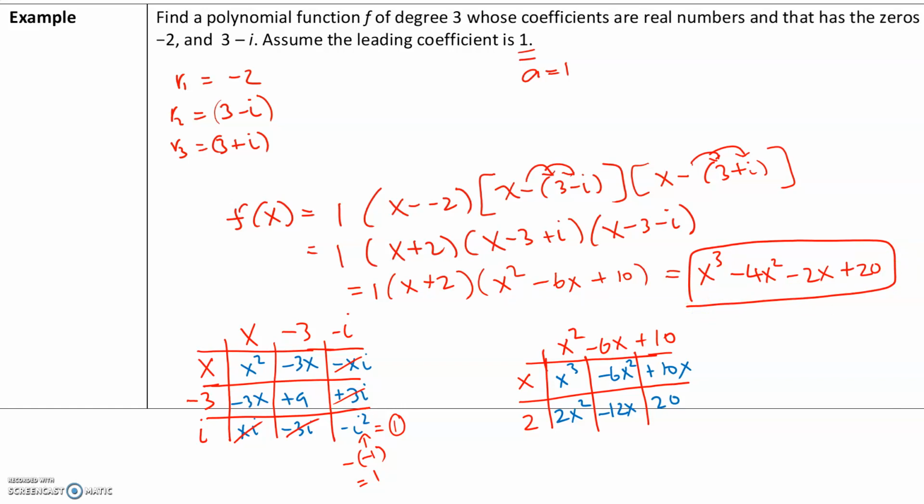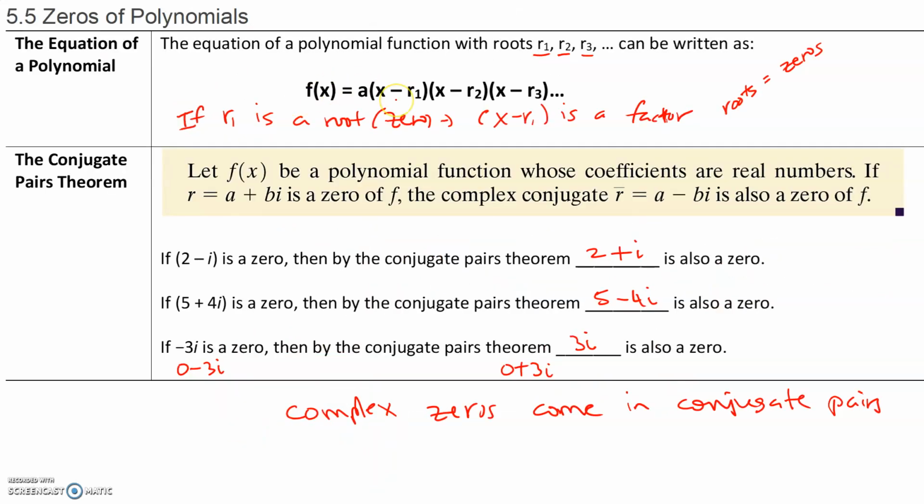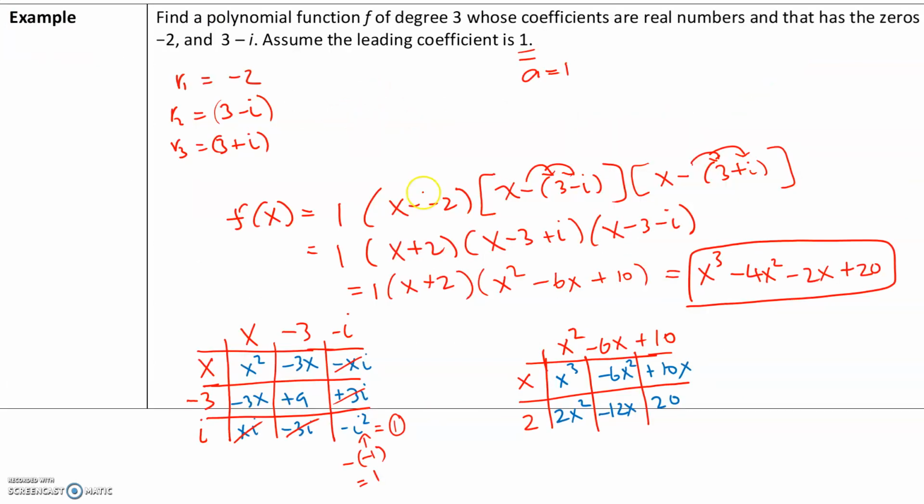So start with the zeros, list those out. We have r1 is negative 2, r2 is 3 minus i, r3 is 3 plus i. And then we're going to use this generic polynomial function, which is a times x minus r1. So x minus negative 2 gave us x plus 2. x minus 3 minus i gave you x minus 3 and plus i. Both the signs changed, and so on and so forth. And then you can use a box method to multiply, or whatever method you prefer. Okay, take a look. Think of any questions you guys may have for class.